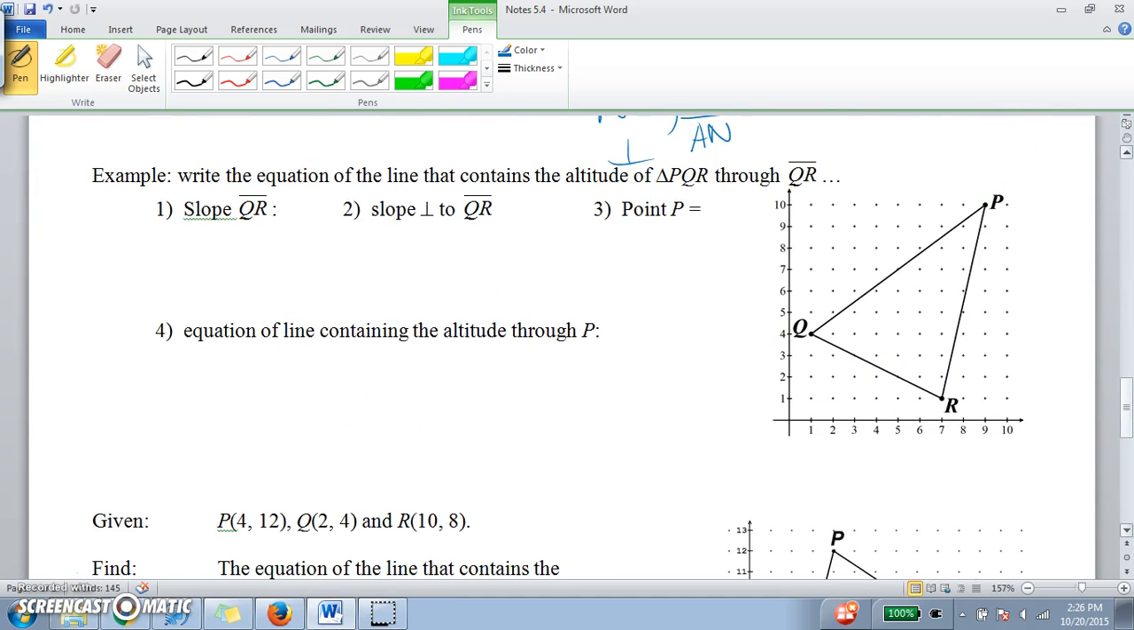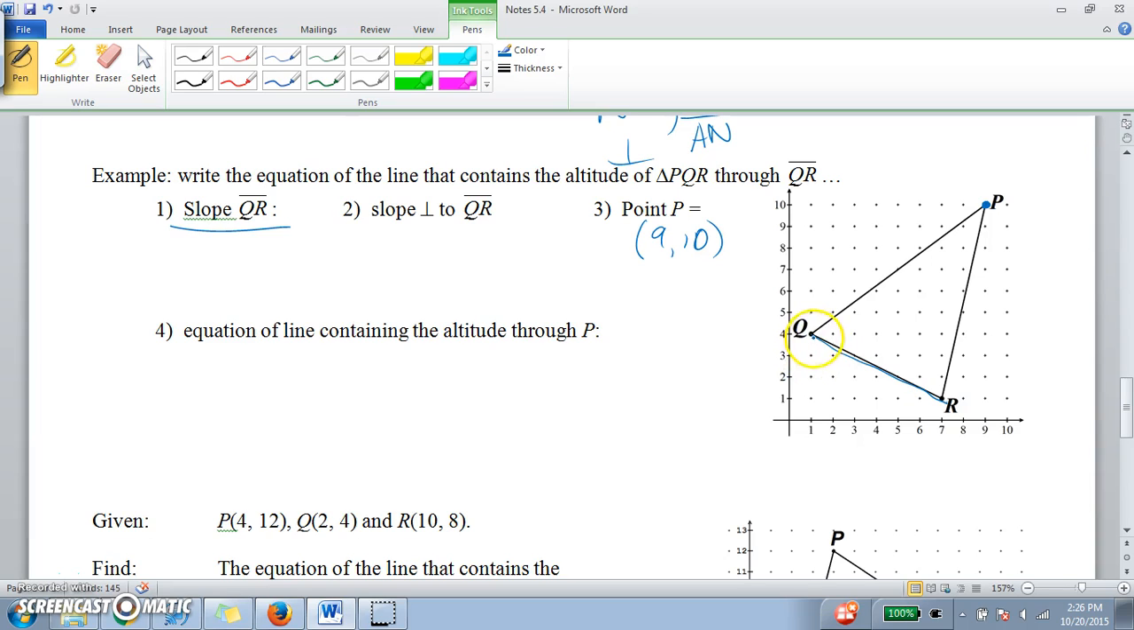Another example, write the equation of the line that contains the altitude of PQR through QR. So if it's going through this line right here, that means it's starting at point P. So the coordinates of point P are 9, 10. So we know it has to go through that point. We also need to find the slope of QR, because the slope of the altitude needs to be the opposite reciprocal of that, since it's going to be perpendicular.